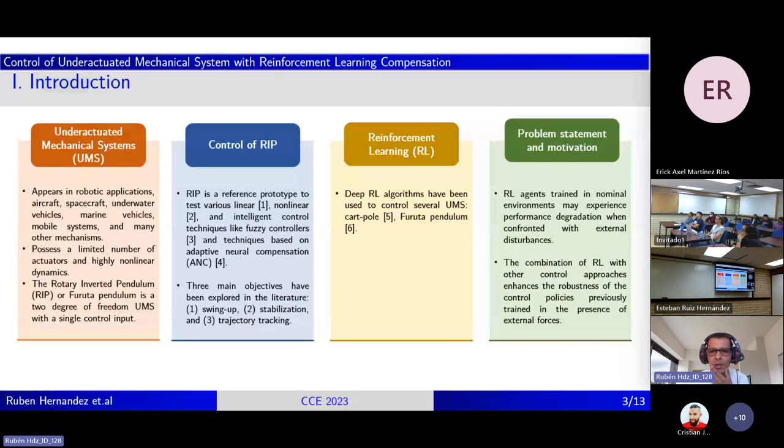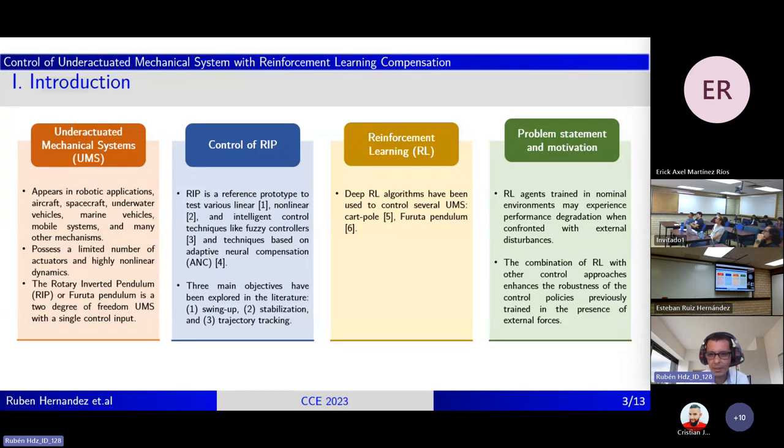Underactuated mechanical systems present a challenge for engineers due to their limited number of actuators and highly nonlinear dynamics. These kinds of systems appear in robotic applications, aircraft, spacecraft, underwater vehicles, marine vehicles, mobile systems, and many other mechanisms. The main characteristic of these systems is that they have fewer actuators than degrees of freedom. In this case, we chose the rotary inverted pendulum or Furuta pendulum, which is a 2 degree of freedom underactuated mechanical system with a single control input.